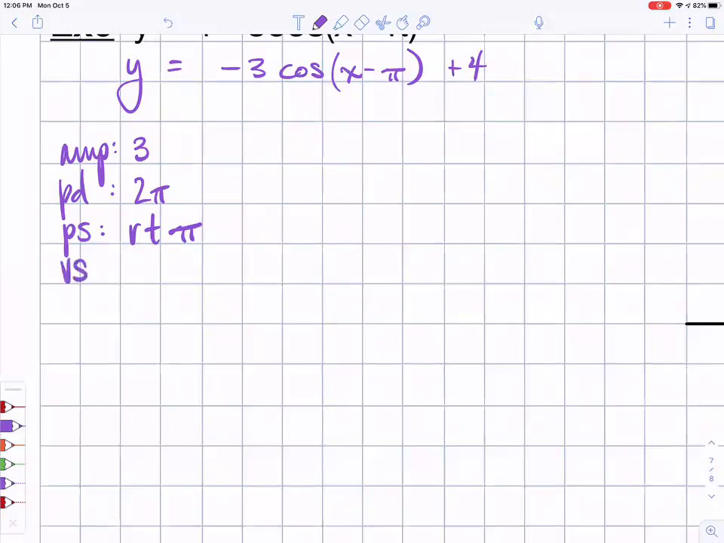Now, I usually either call this a VS for vertical shift or a VT for vertical translation. I don't care. Okay, so I've used both. So that's fine. What is my vertical shift? And again, you should be telling me distance as well as direction. Okay, 4 up.